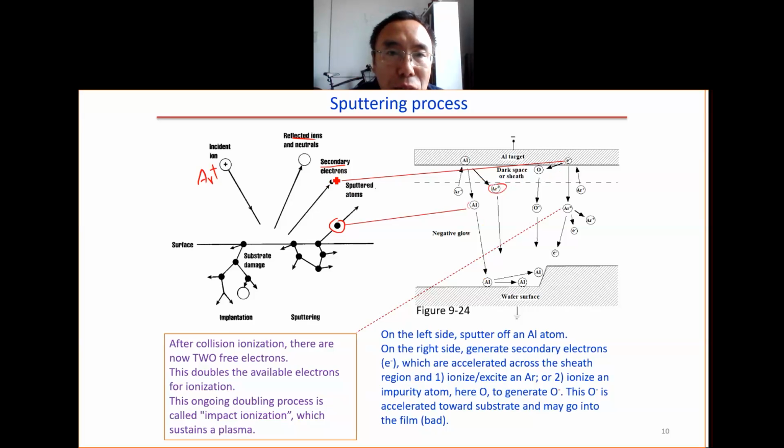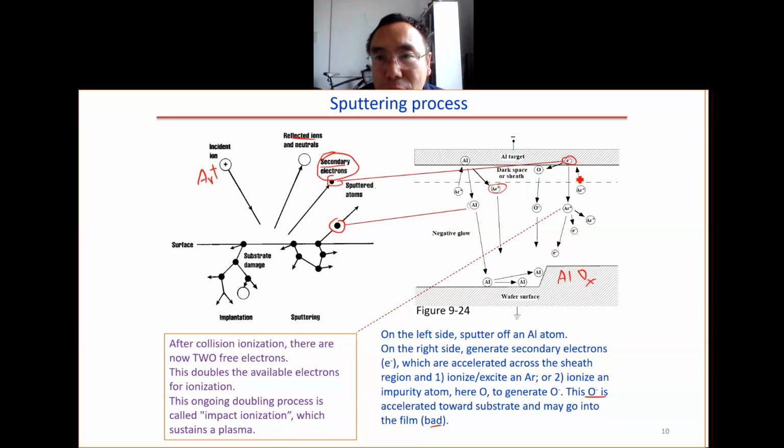Another case is to generate secondary electrons. So argon hits the target to generate secondary electrons. One possibility is that it can hit the oxygen to ionize it. This oxygen can come to the film. This is bad, because the oxygen will become aluminum oxide.